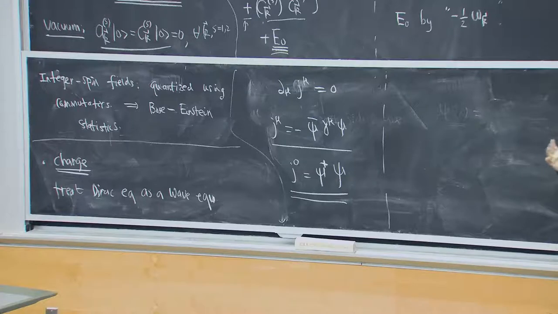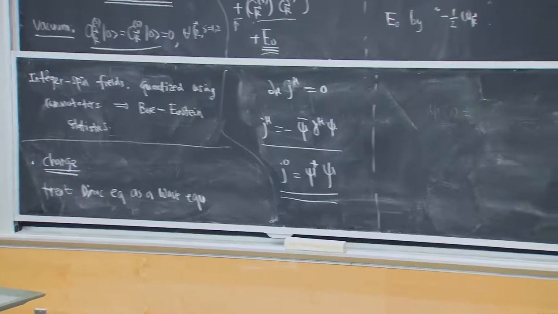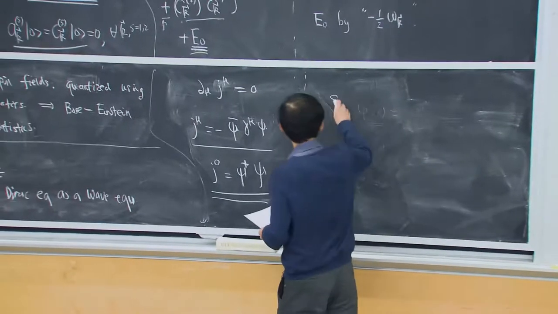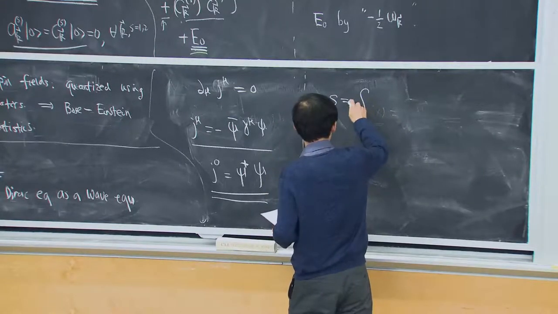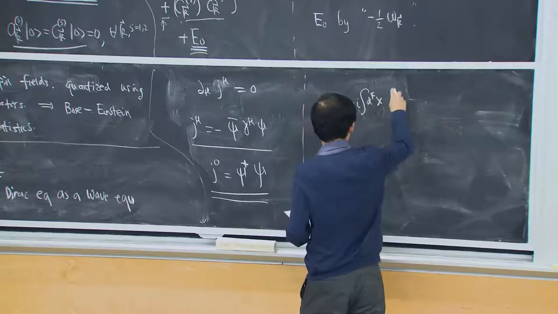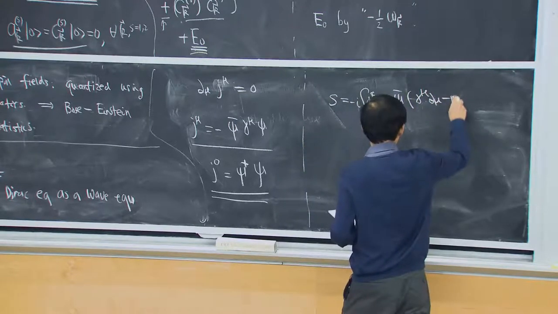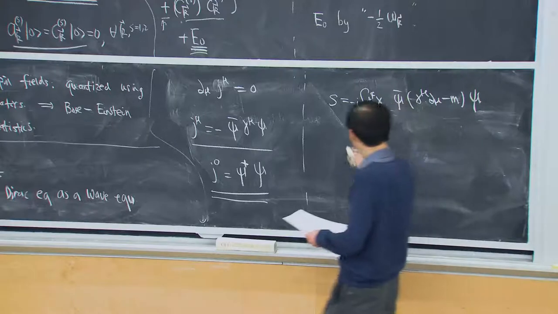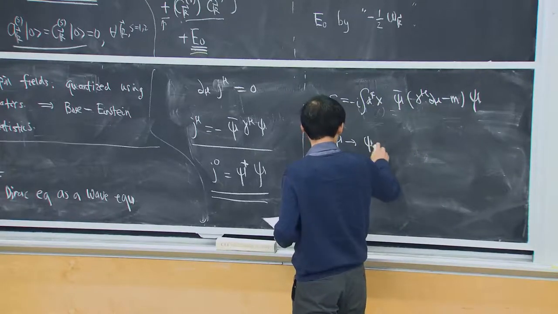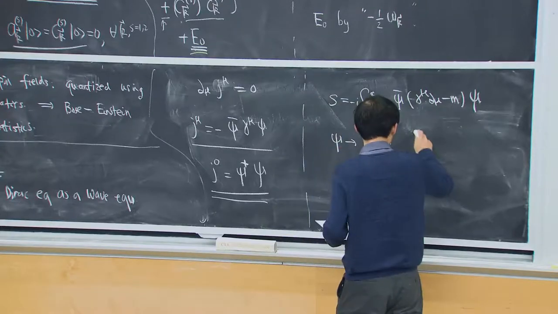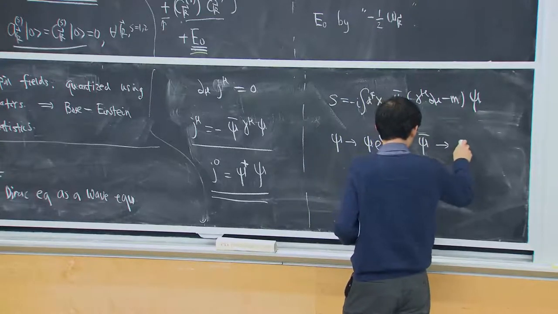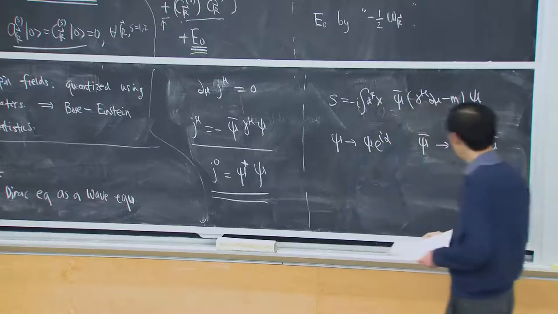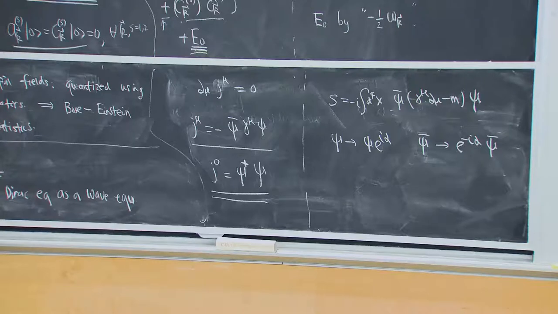But now we don't think of the Dirac equation as a wave equation. We treat it as a field theory. So as a field theory, we have the action. This action has an obvious symmetry similar to the complex boson case. You can rotate psi by a constant phase, psi goes to e to the i alpha psi, then psi bar goes to e to the minus i alpha psi bar. Obviously this is invariant if alpha is a constant. And so this is a U1 symmetry.